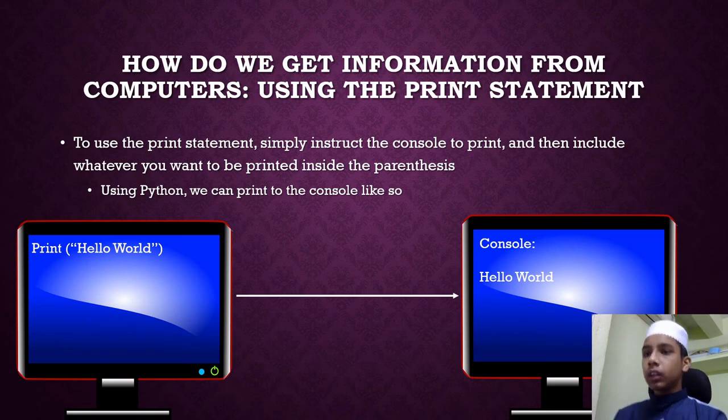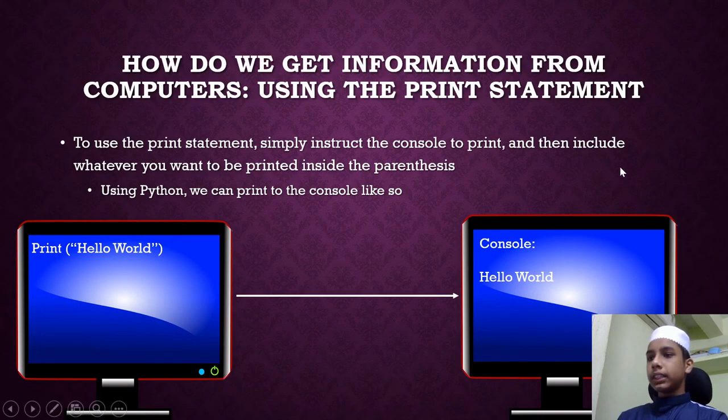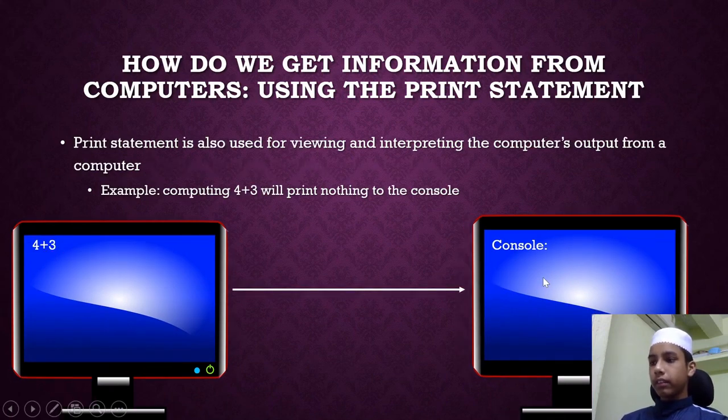Like this. To use a print statement, simply instruct the console to print and then include whatever you want to be printed inside the parentheses. Using Python, we can print to the console like so. For example, if we give here print and then in the quotation marks if we give hello world, then in the console it will give like this, hello world. Okay, go ahead.